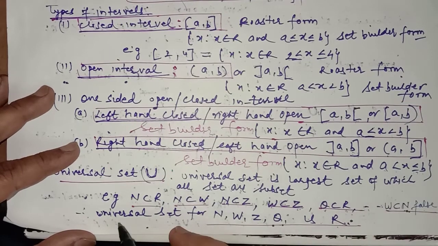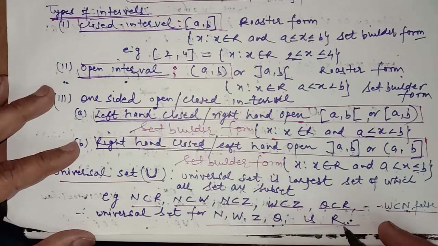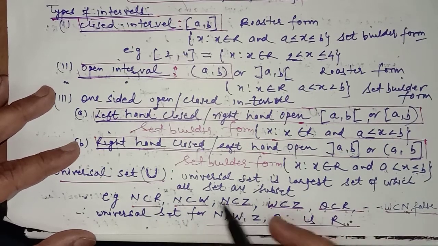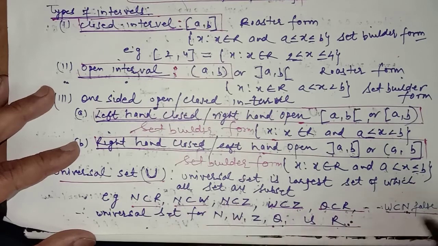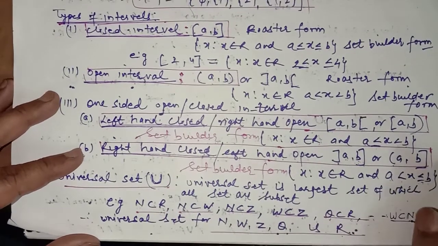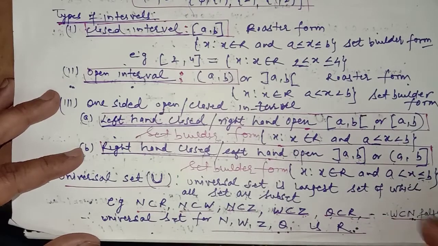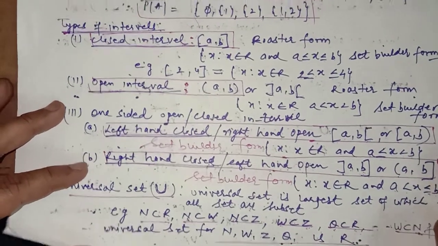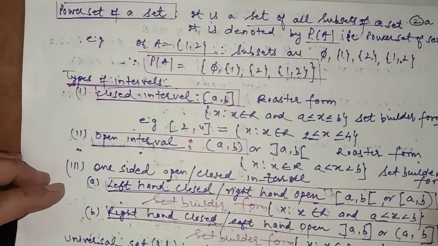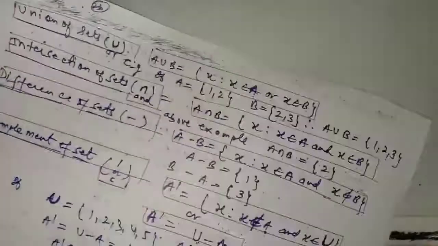So we can say that the universal set for natural number, whole number, integer, rational number is all real numbers, because this collection of sets belongs to the real numbers. So what is the universal set for natural number, whole number, integers, rational number, irrational number? It is the set of real numbers. So universal set is the largest set.